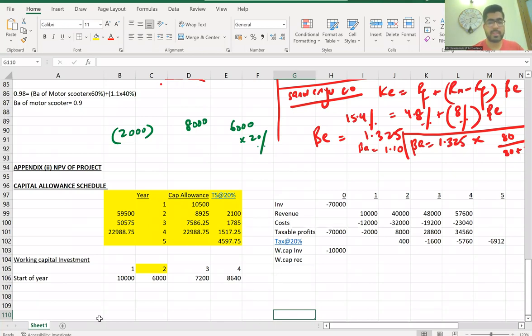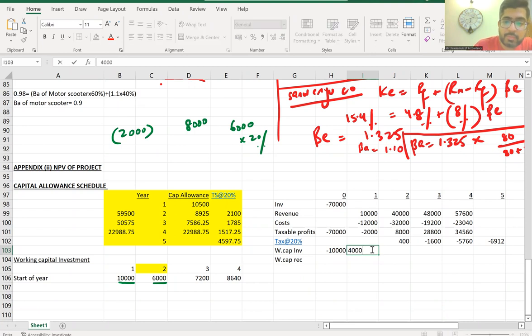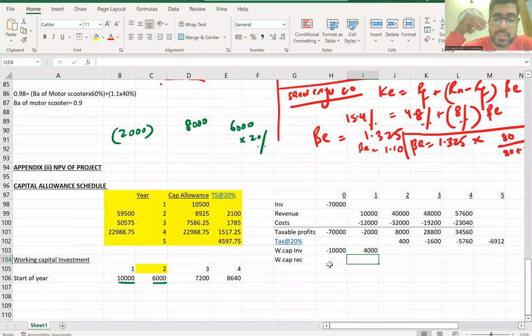Now, this working capital of 10,000 was required at the start of year one, so we put it in zero. Now this is required at the start of year two, 6,000. We will record it in year one. At the start of year two means end of year one, we need 6,000. We have already put 10,000. What will we do? We will pull back 4,000. Because if after 10,000 you need 16,000, you need to inject 6,000 more. But you have already invested 10,000 at the start of year one. You need 6,000, so pull back 4,000.